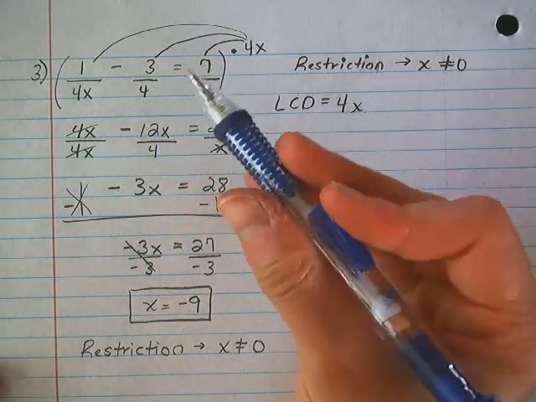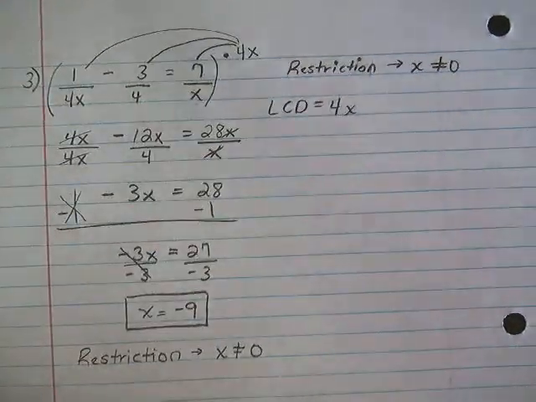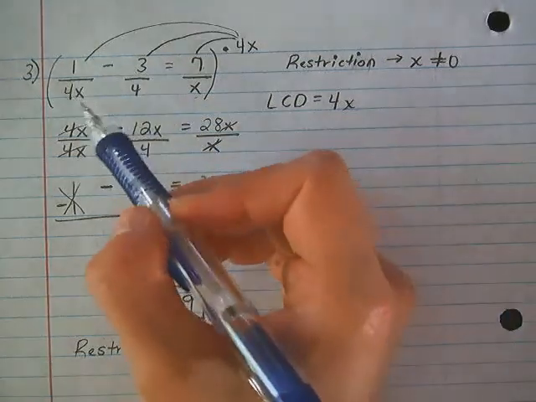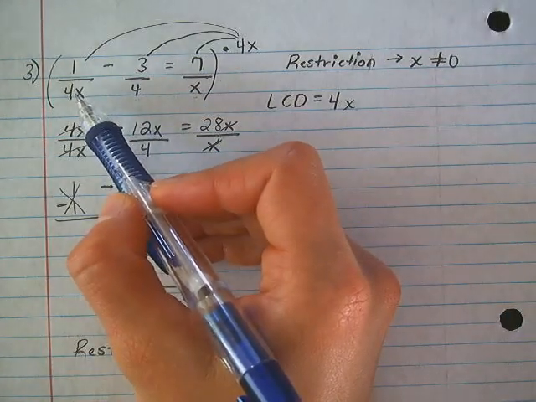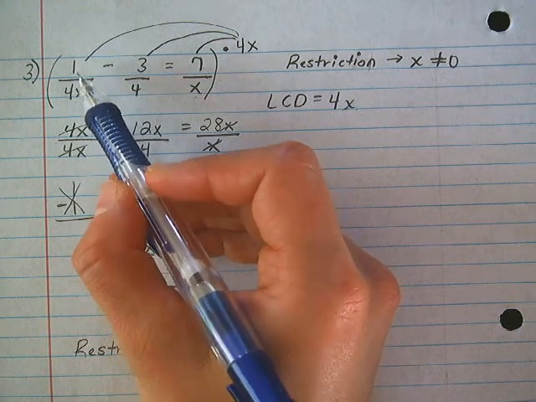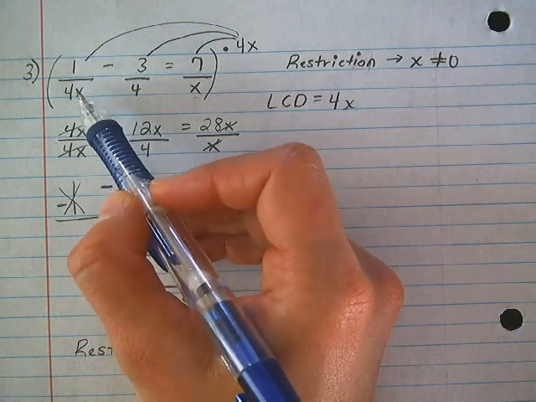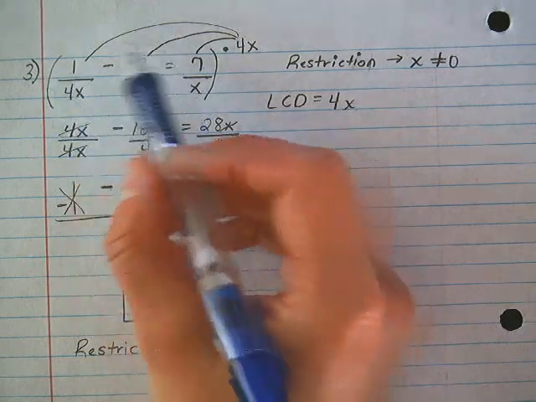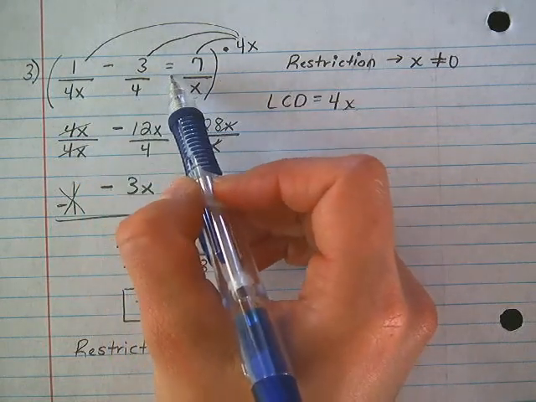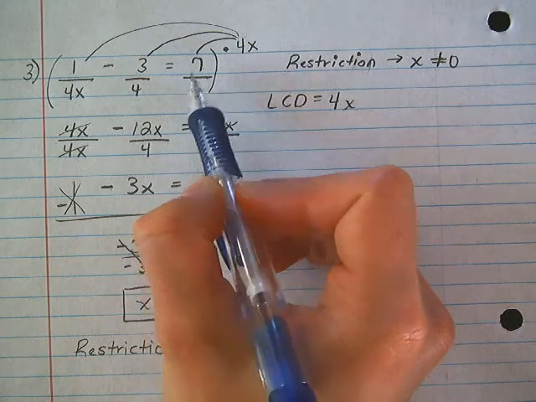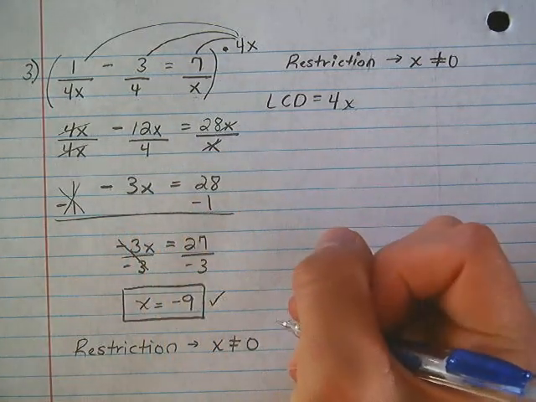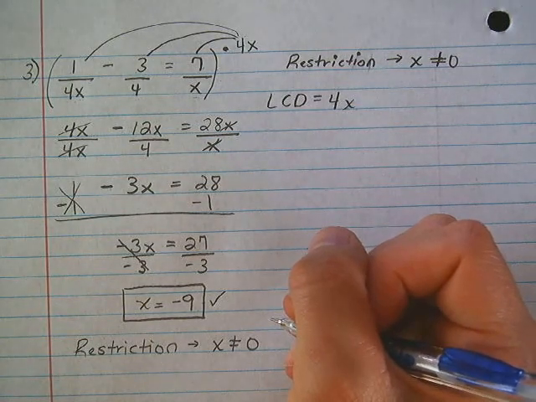You're going to find out when we do some of the harder problems tomorrow that that's going to be super important to check. And all you have to do, if you're not a fan of fractions, is type it in your calculator: 1 over 4 times negative 9, minus 3/4, figure out what that side is equal to, and see if it equals 7 over negative 9. You just go in and plug it in, okay? And if you do that, that will work, and so that is our answer.